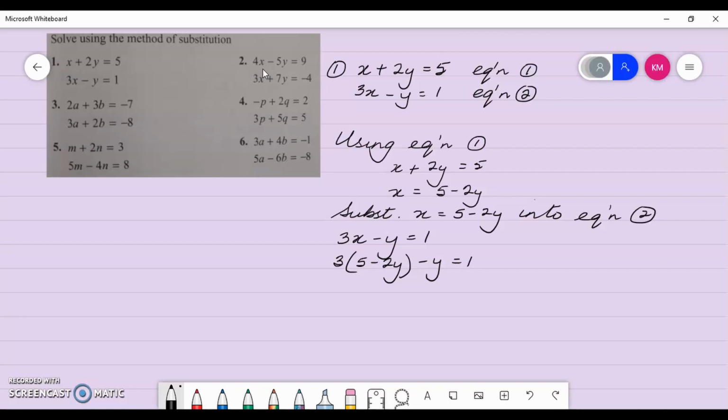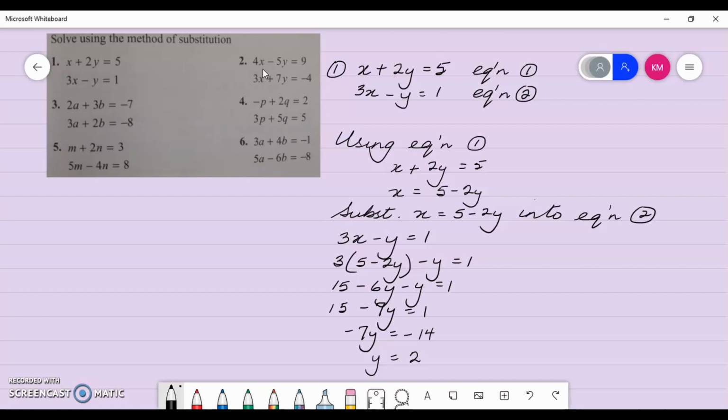Now, I expand and simplify. So I'm going to get 15 take away 6y take away y is equal to 1. That's 15 take away 7y is equal to 1. Negative 7y is equal to 1 take away 15. That's going to give negative 14. And y is therefore 2. So I have solved for y.